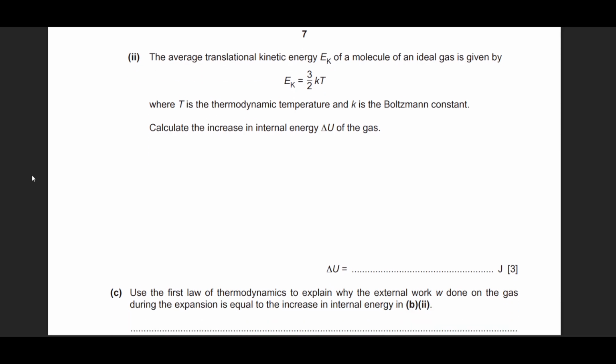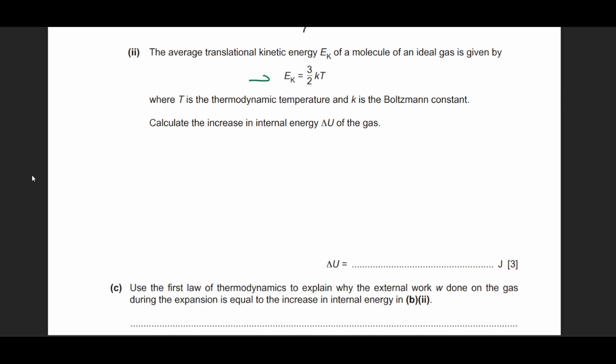Okay, part number 2. We know this equation. He says calculate the increase in internal energy of the gas, and k is the Boltzmann constant. So simply put, we have 3 by 2 k, which is 1.38 into 10 raised to the power minus 23. And this T is the delta T, or the change in temperature. So the final temperature is 190 and the initial temperature is 290. When you calculate this, it comes out as 2.07 into 10 raised to the power minus 21 joules.